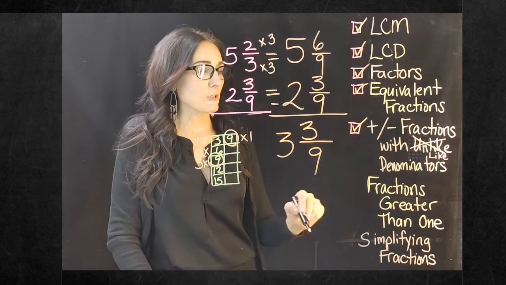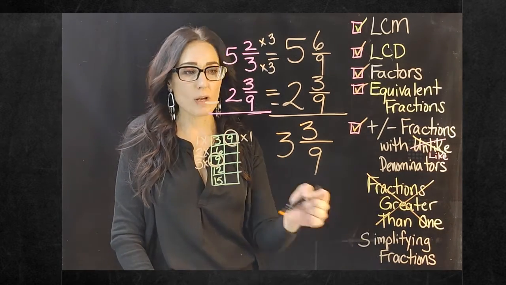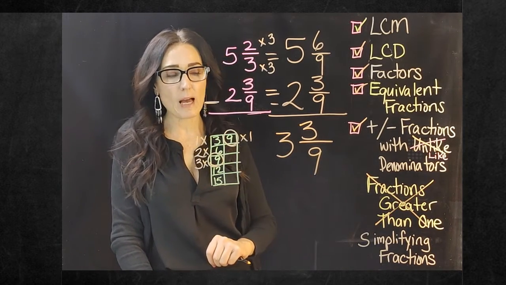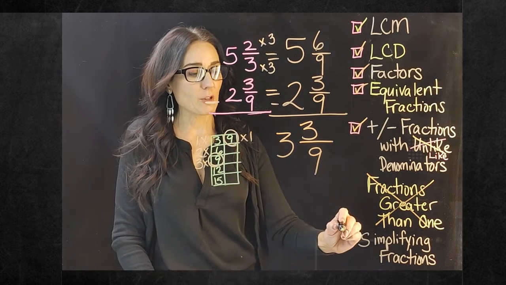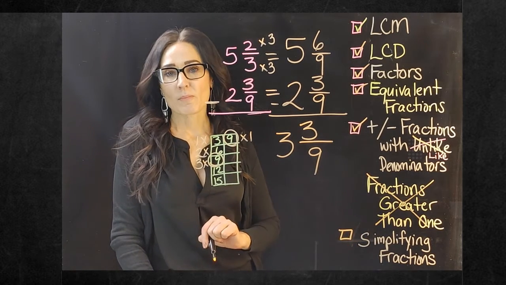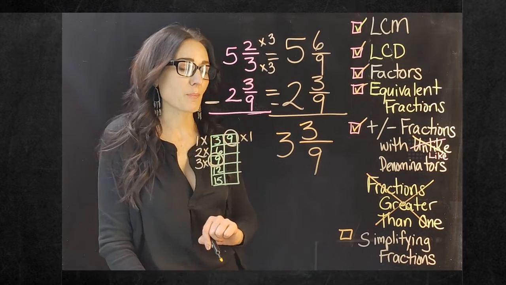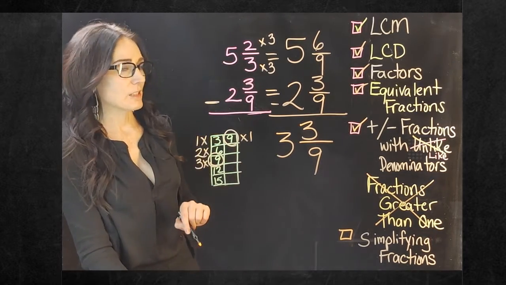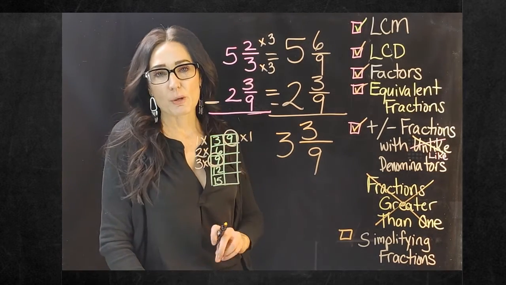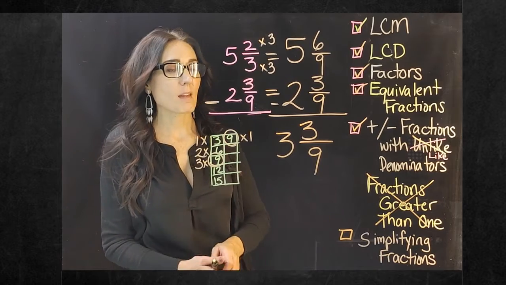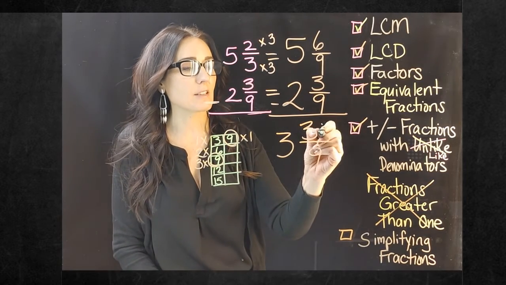So in this case, we do not have a fraction greater than 1, so we don't have to do anything with that. But you may have noticed that we do have some simplification to do. We do need to simplify this to the lowest term. So what number is going to be able to go into both 3 and 9? And if you're thinking of 3, that is correct.